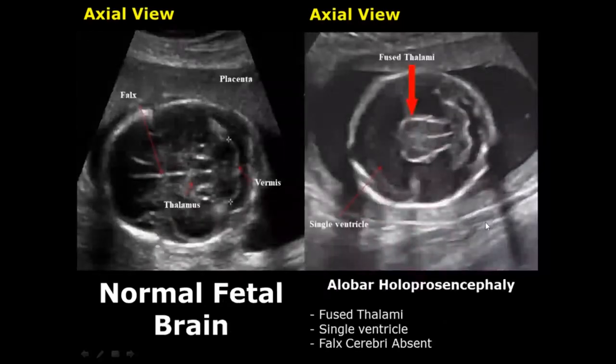Holoprosencephaly is a brain disease which has three main types. The first main type is alobar holoprosencephaly. In this, the thalami are fused. You can notice here the thalami are fused, whereas in the normal image they are on either side of the falx cerebri. And there is a single ventricle, a monoventricular cavity, and the falx cerebri is also absent.